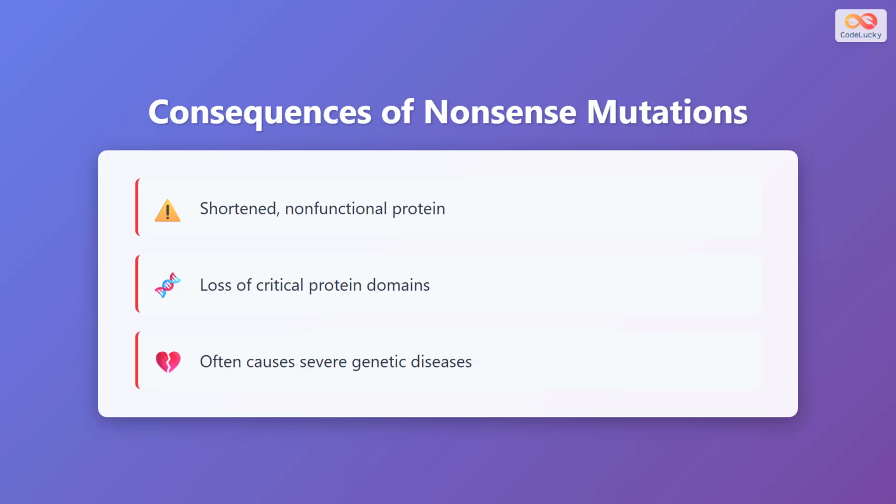Nonsense mutations have serious consequences for cellular function. First, they produce shortened, non-functional proteins that cannot carry out their normal roles. Second, these truncated proteins lack critical protein domains, which are specific regions necessary for the protein's function. Think of it like building a car but stopping halfway through. You might have the chassis and engine, but without the wheels and steering system, it cannot function. Third, because proteins are essential for virtually all cellular processes, nonsense mutations often cause severe genetic diseases.